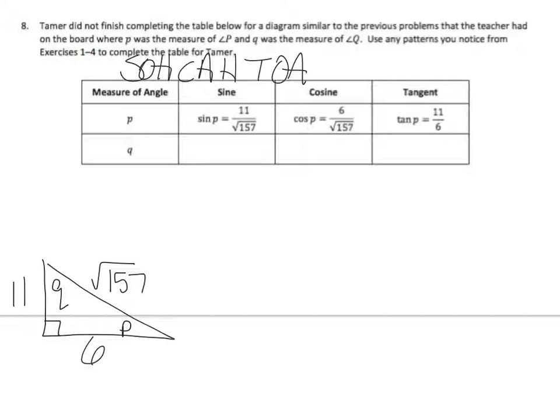Sine of Q. Sine is opposite over hypotenuse, so 6 over the square root of 157. And we're going to not rationalize it this time, since they didn't, which I'm very confused by. I'm going to be clear on any assessment I give you to rationalize things because I've taught you how. You should be able to do it. Cosine of Q is adjacent over hypotenuse, which is 11 over the square root of 157. And then tangent of Q is opposite over adjacent, 6 over 11.